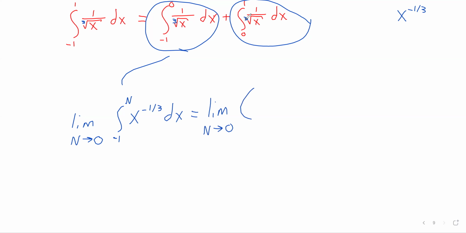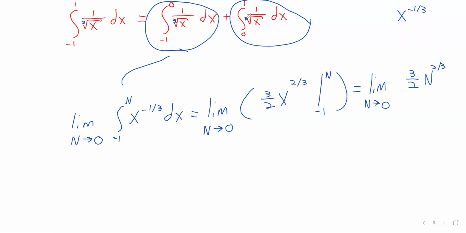There's no trouble with this integral. The negative 1/3 bumps up to 2/3. We divide by 2/3, we get 3/2. We are going from -1 to n, the limit as n goes to 0. 3/2 n to the 2/3, running out of room here.